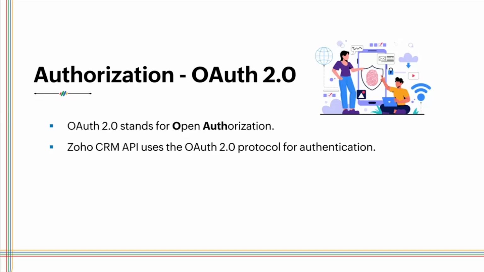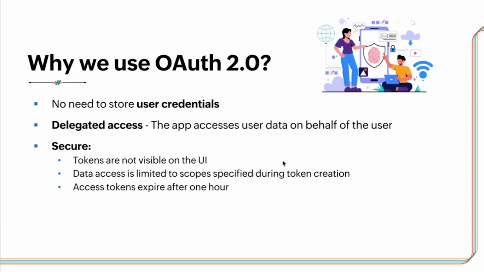So we use something called the OAuth 2.0 protocol. OAuth stands for Open Authorization. It is an industry standard protocol that is very widely used. Zoho CRM APIs also use the OAuth 2.0 protocol for authentication. Now, why do we use OAuth 2.0? The biggest advantage of using OAuth 2.0 is that you don't have to store users' credentials. Let's say I'm signing up to some app, which means my credentials are stored somewhere. In OAuth 2.0, there is no need for the application to store users' credentials.